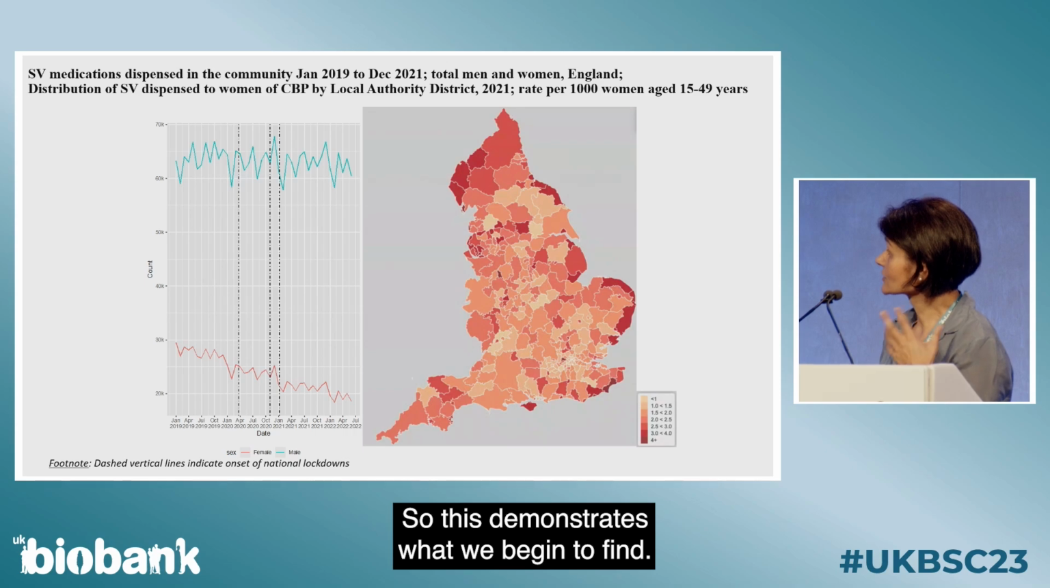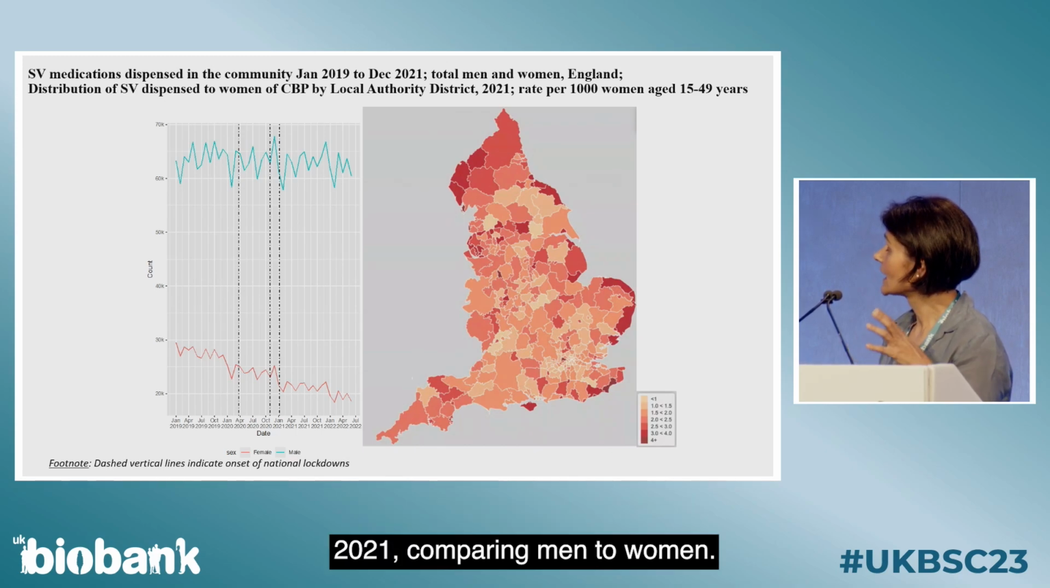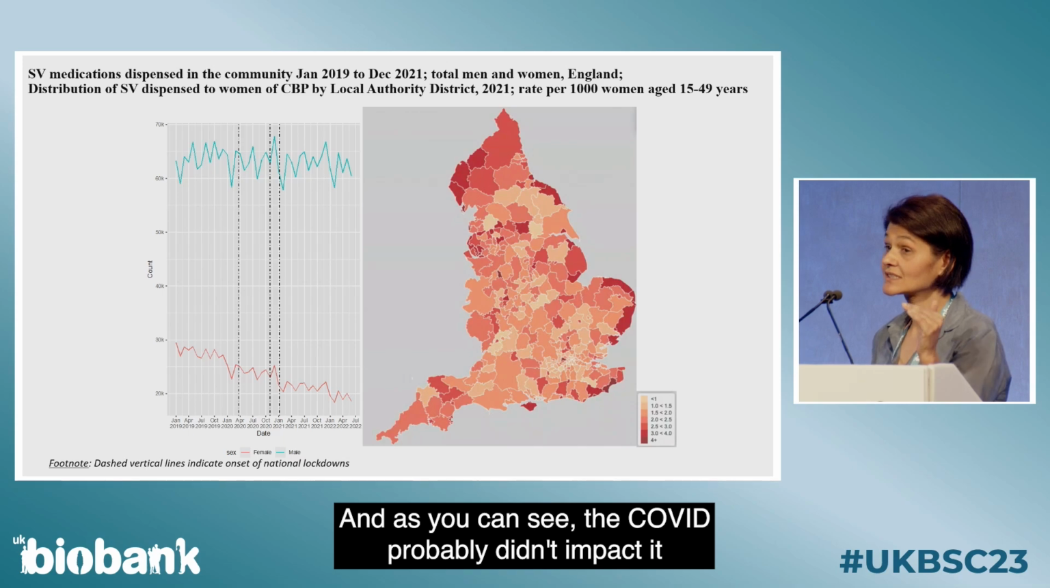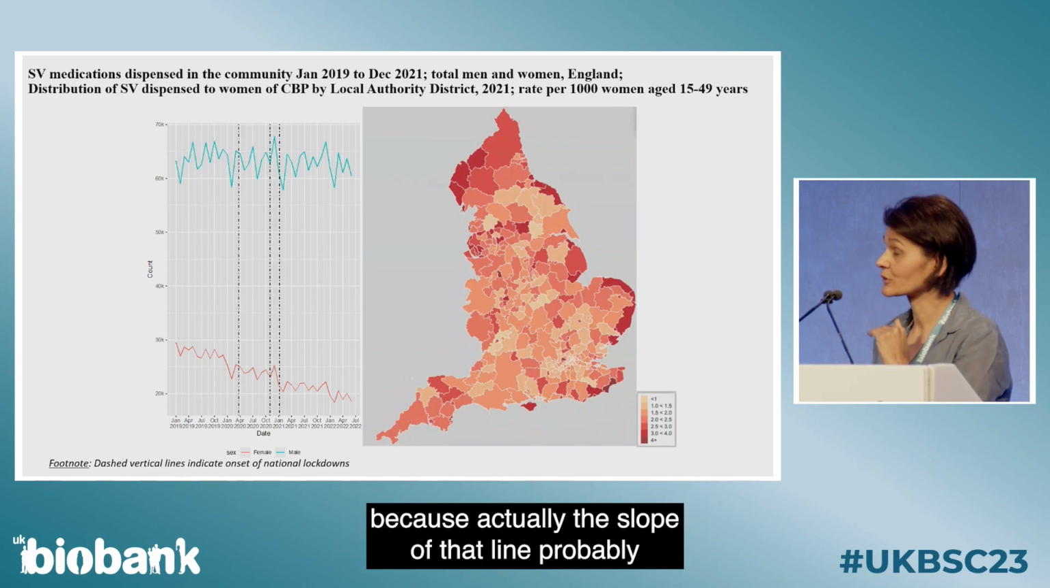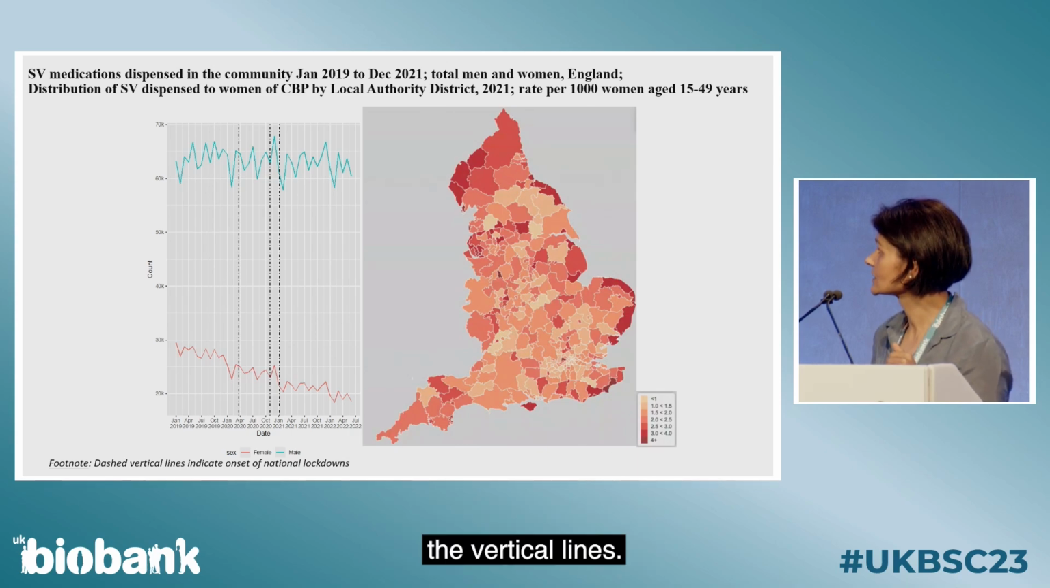So this demonstrates what we begin to find. So this is sodium valproate dispensed in January 2019 to 2021, comparing men to women. So men is the top line and women is the bottom line. And as you can see, COVID probably didn't impact it because actually the slope of that line probably didn't change. The lockdowns, again, are indicated by the vertical lines.